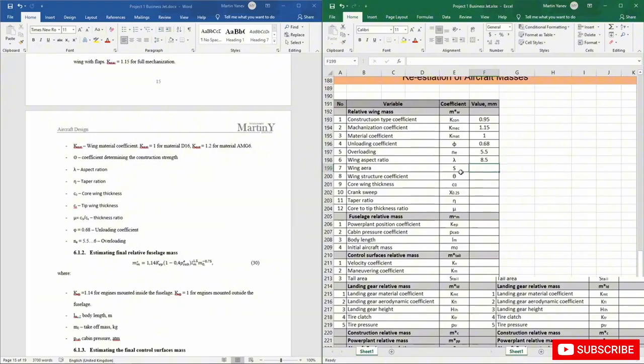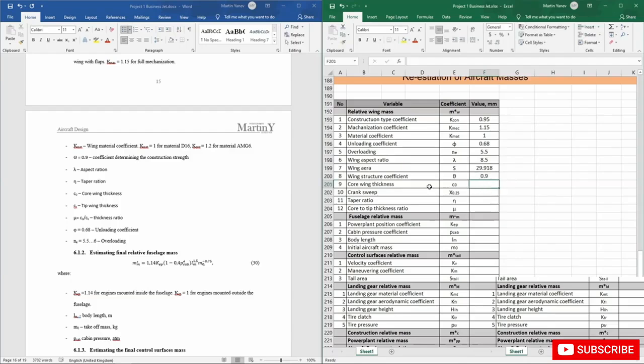Then we have the wing area, for which we also have a value, and it is 29.918, and you can get this information from our estimations for the wing area. Then you have the wing structure coefficient. The wing structure coefficient pretty much determines the strength of the wing, and normally I didn't write it here, but it's normally equal to 0.9 for the materials that we're using. So here I write 0.9.